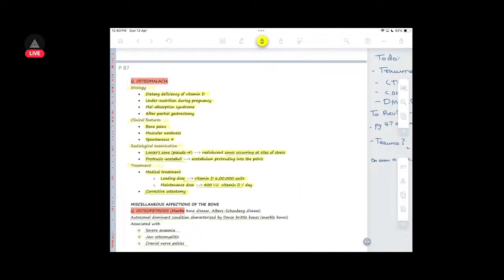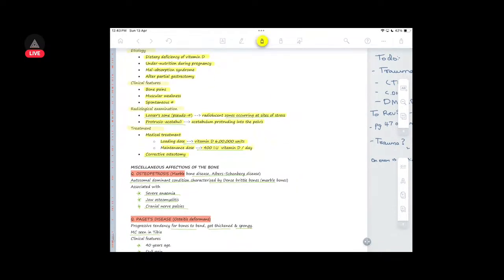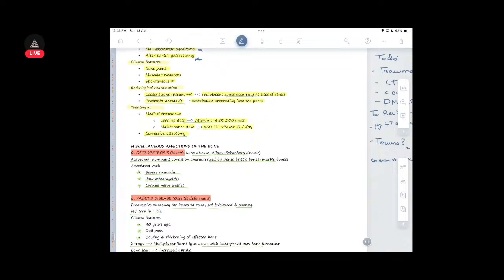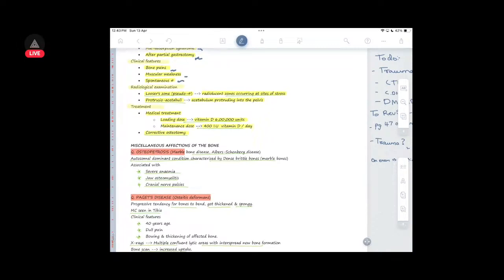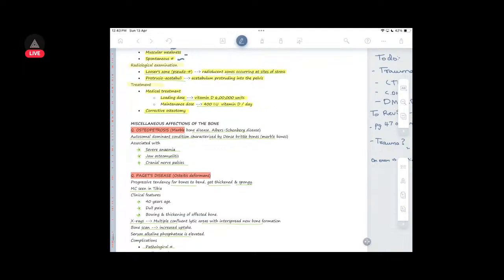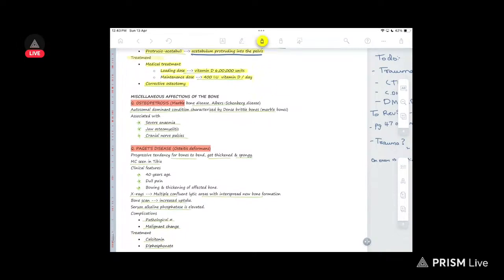Similar treatment to rickets. This is osteomalacia due to vitamin D deficiency and undernutrition during pregnancy, malabsorptive syndromes, and partial gastrectomy. Okay, bone pains, muscular weakness, spontaneous fracture. Looser zone, which is pseudo fractures, radiolucent, occurring at sites of stress, protrusio acetabuli, acetabulum protruding into the pelvis.